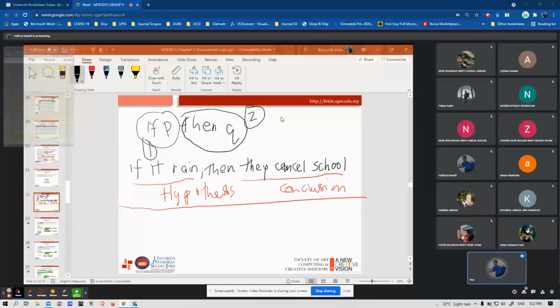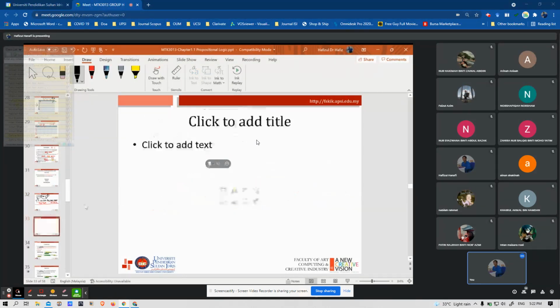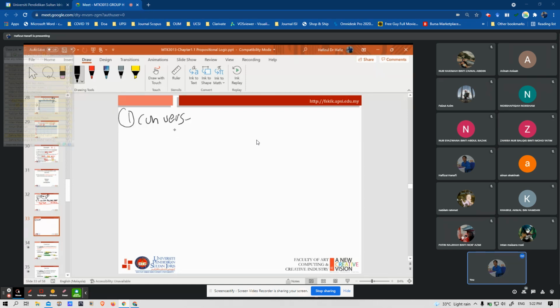Okay, to form the converse, the first one is the converse. Okay, to form the converse of a conditional statement, interchange the hypothesis and the conclusion. We interchange the conclusion and the hypothesis.